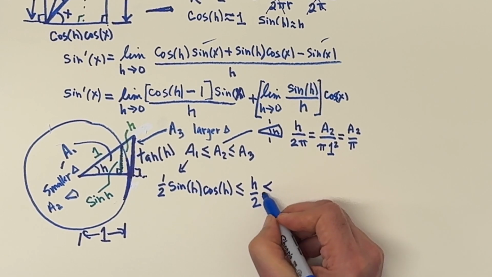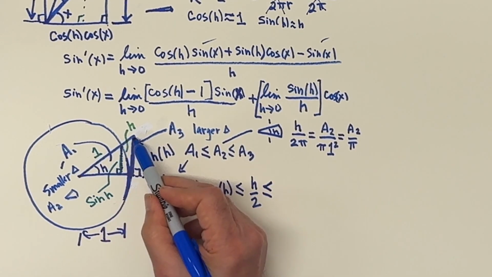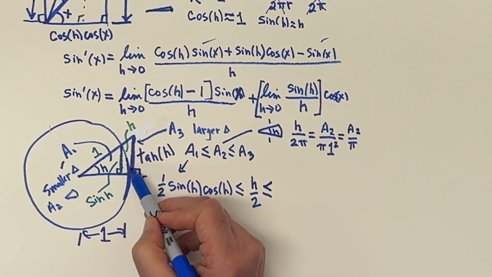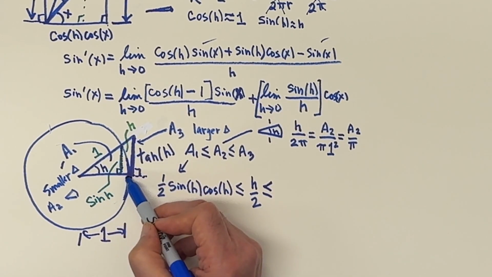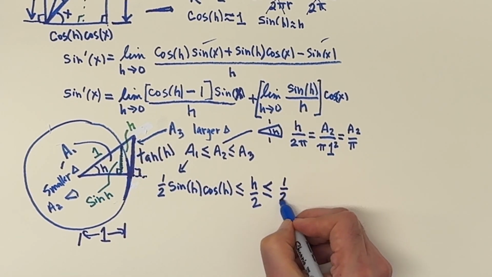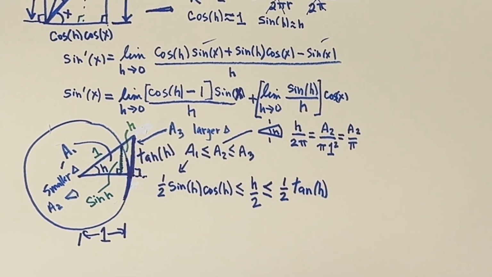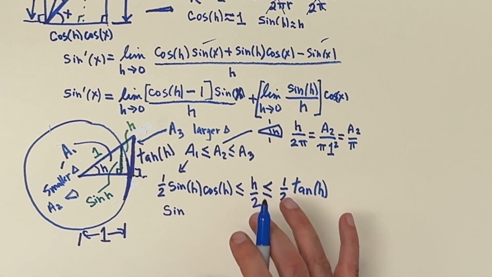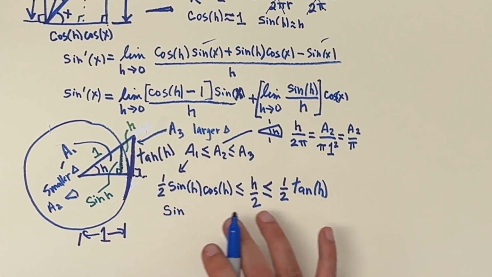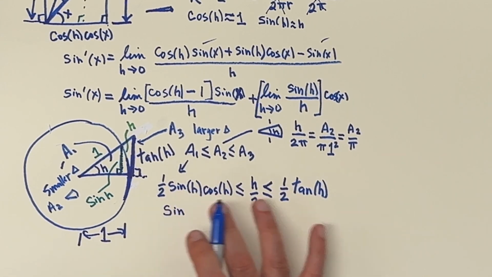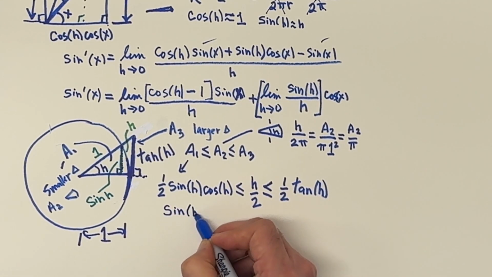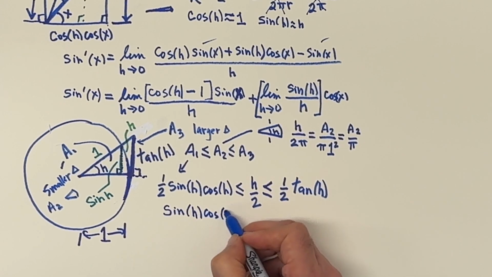And then the last one is going to be the area of the big triangle. Now that has an altitude of the tangent, and the base is 1. So that's going to be 1/2 the tangent times 1. So we have it. Now what we're going to do is multiply through by 2. We can do that. With an inequality, you have to be careful, because if you multiply by a negative, you have to switch things around, but 2 is positive, so that's not going to change anything. So we can then get this equation here.